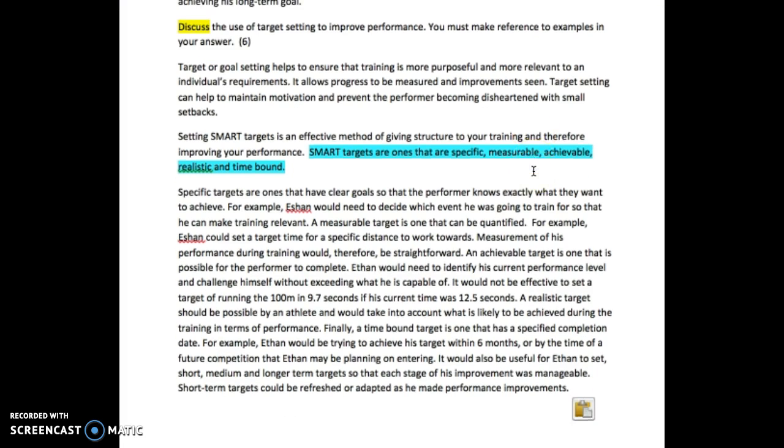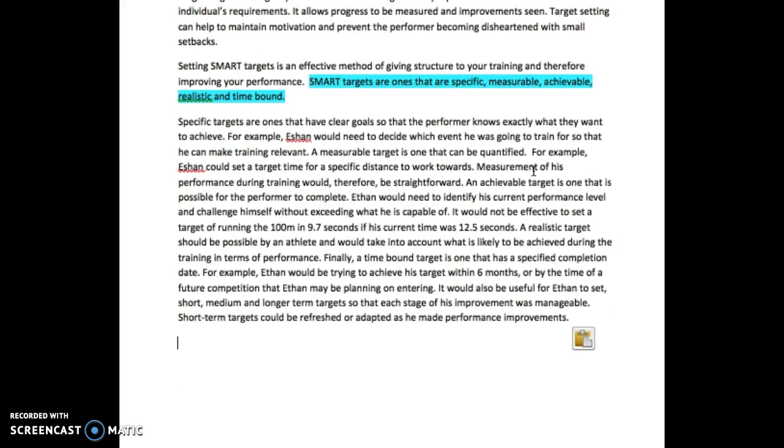Okay, now this is the big part, the big chunk of text that gets me, I guess, a good chunk of the marks. So specific targets, I'll just highlight them as we go through, are ones that have clear goals so the performer knows exactly what they want to achieve. And then here's the example, which is linked to Ishan, and we'll colour that green. For example, Ishan would need to decide which event he was going to train for so that he can make training relevant. And then I've identified measurable target is one that can be quantified.